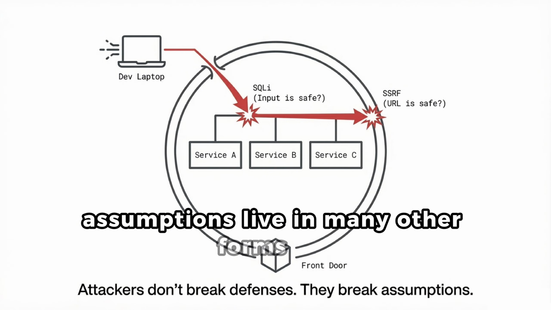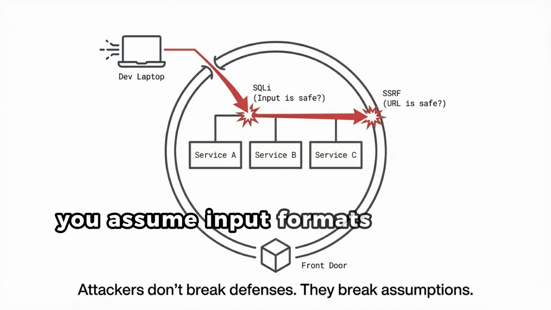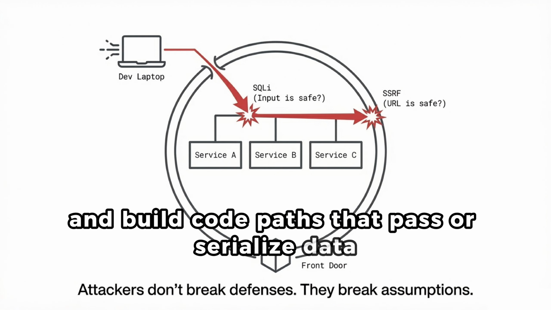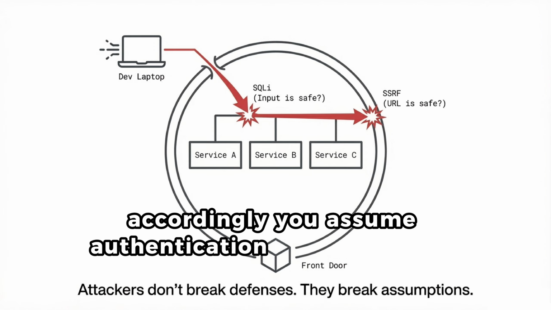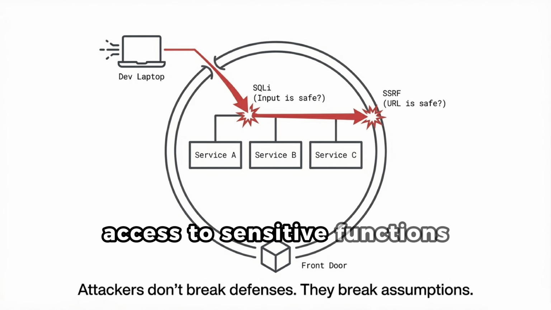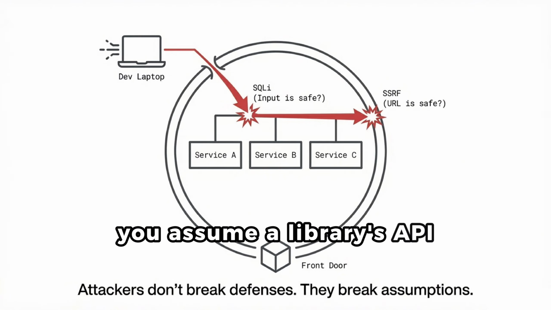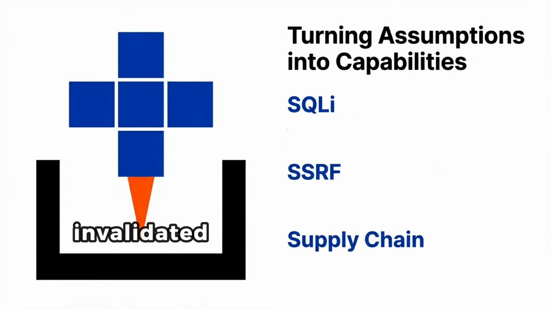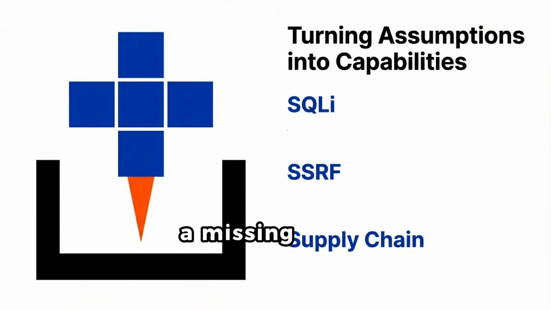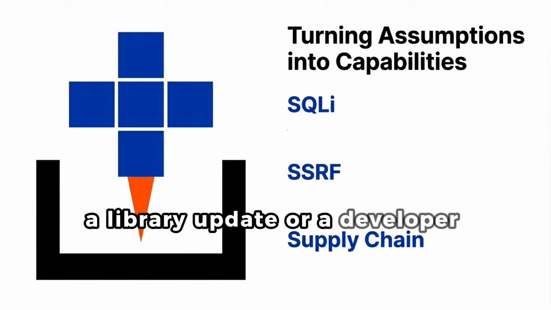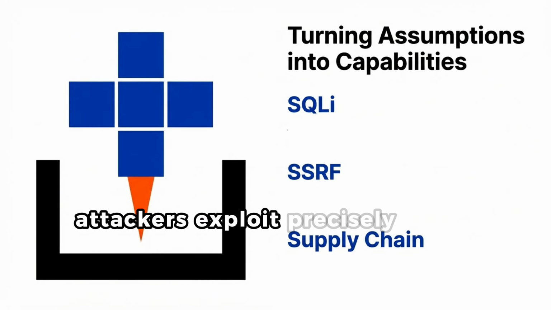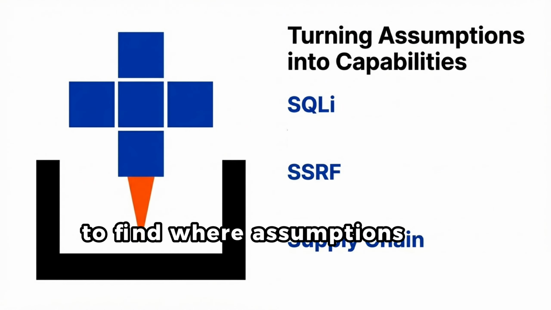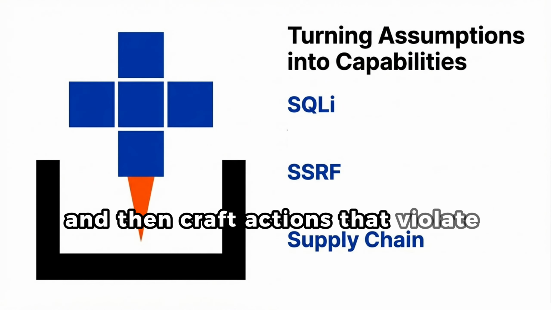Assumptions live in many other forms too. You assume input formats, this field is JSON, and build code paths that pass or serialize data accordingly. You assume authentication checks precede access to sensitive functions. You assume a library's API won't silently introduce dangerous behavior. Any of those assumptions can be invalidated by a malformed input, a missing check, a library update, or a developer shortcut. Attackers exploit precisely these unexamined places. They perform reconnaissance to find where assumptions exist and then craft actions that violate them.